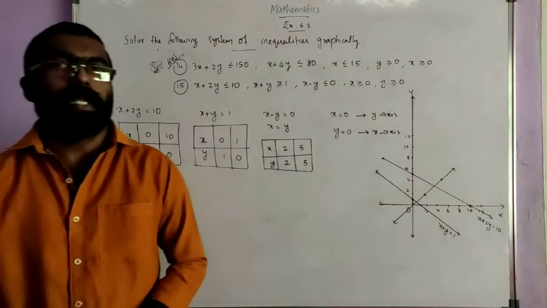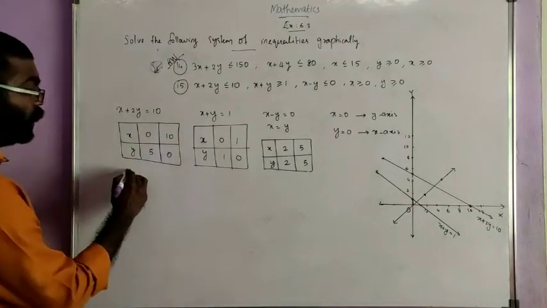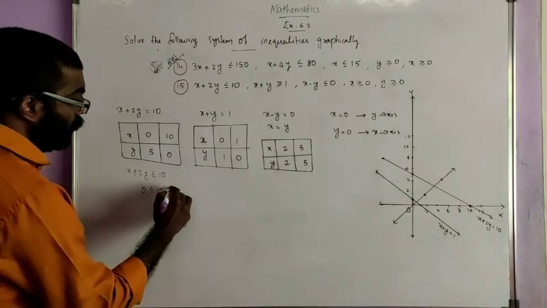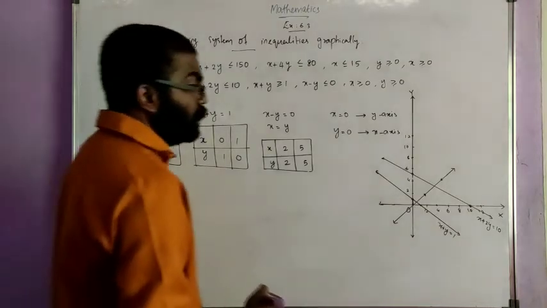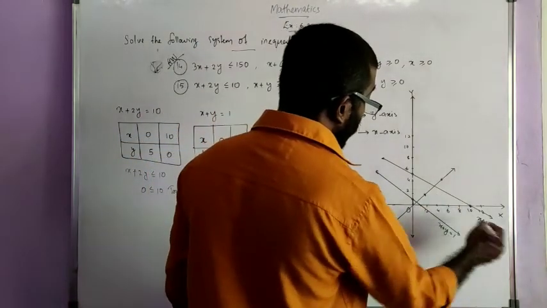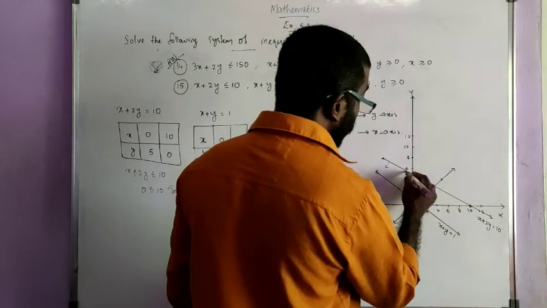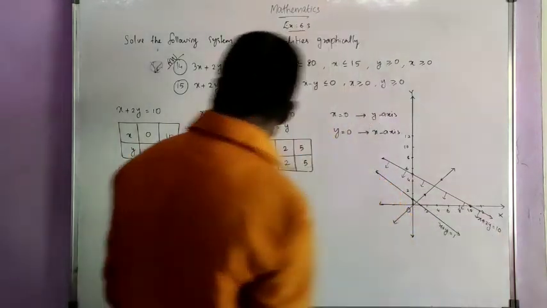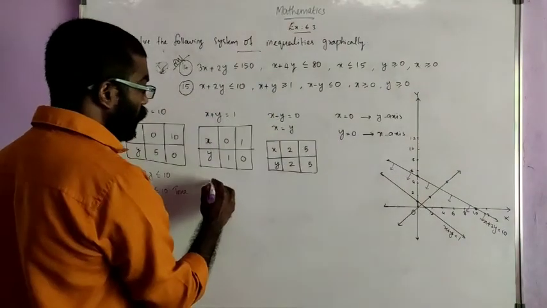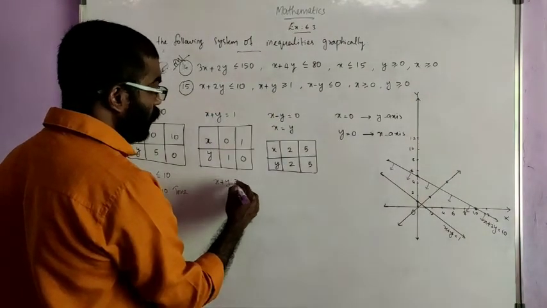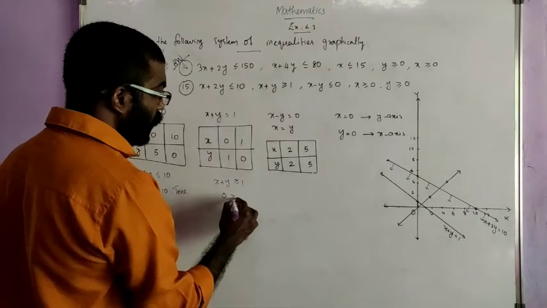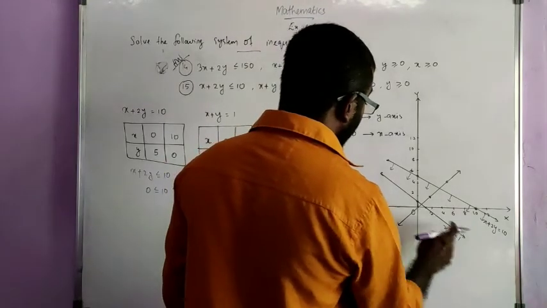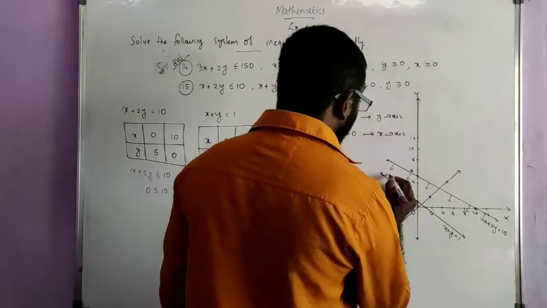Okay. Now we have to identify the half planes. First one, x plus 2y less than or equal to 10. 0 less than or equal to 10, a true statement. So for x plus 2y equal to 10, we can mark the lower part. Okay. Now consider the second one. x plus y is greater than or equal to 1. So 0 greater than or equal to 1, it's a false statement. So for this line, we can mark the upper part.